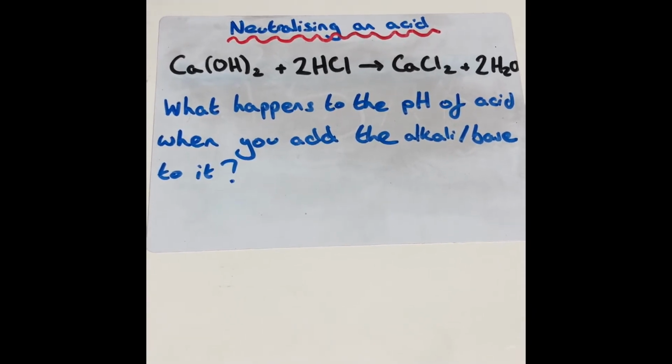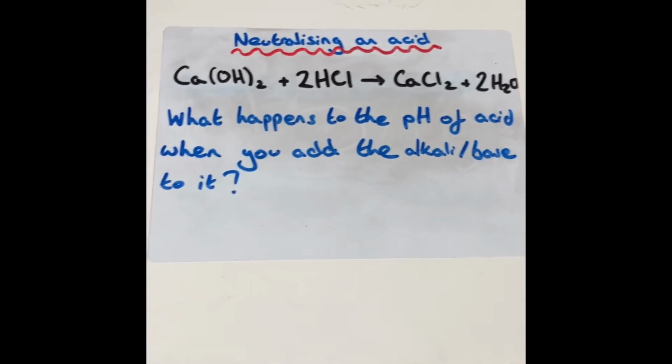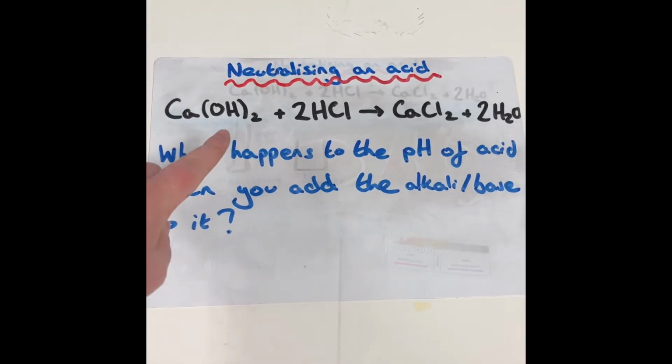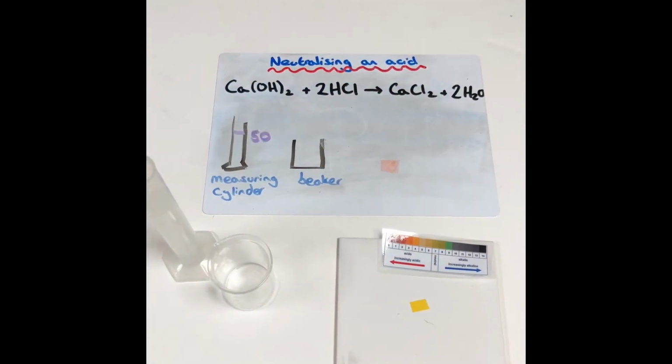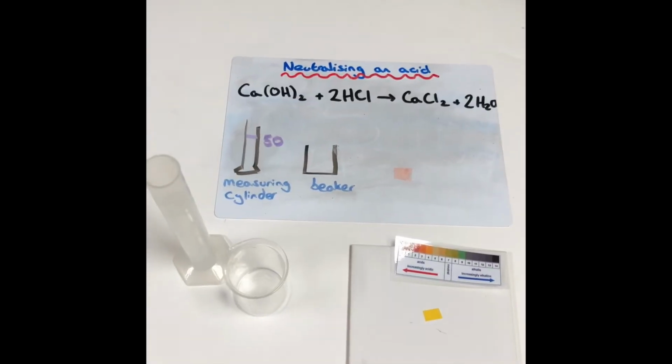So now we're going to see what happens to the pH of the acid. So that's the acid there. What happens to the pH of the acid when you add small amounts of calcium hydroxide to it. So how are we going to do this? We're going to do this by adding 50 centimetre cubed of acid into the measuring cylinder.